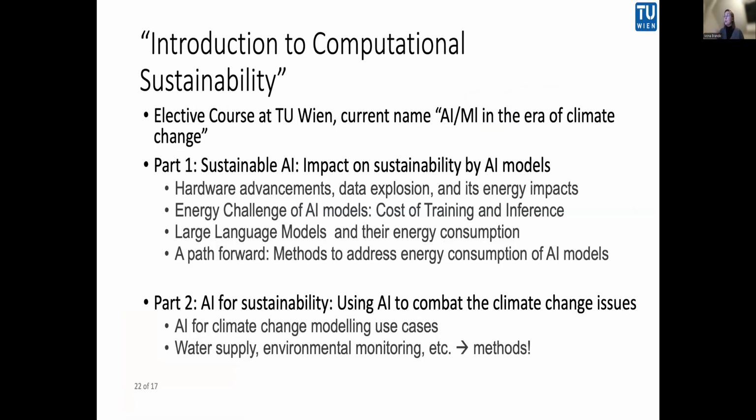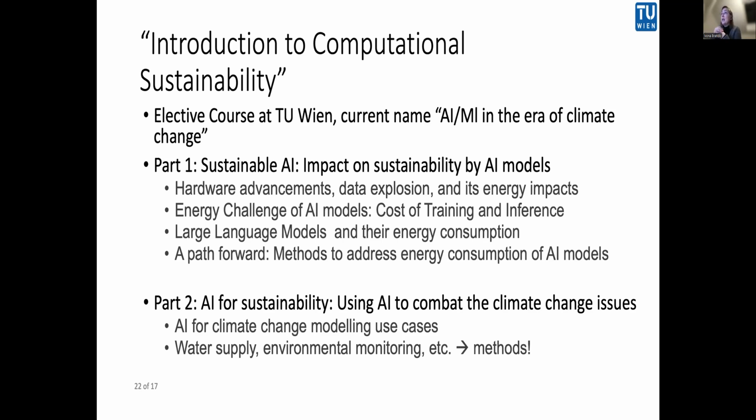And what I also want to tell you is that we have a follow-up lecture, which is going to be called Introduction to Computational Sustainability. So if you are particularly interested in these trade-off methods that we are using here, this lecture is going to start next year, I think in winter term 2025. Today we have it, but it's called AI/ML in the Era of Climate Change. We are going to change that lecture to Introduction to Computational Sustainability, because this is now the subject of the lecture.